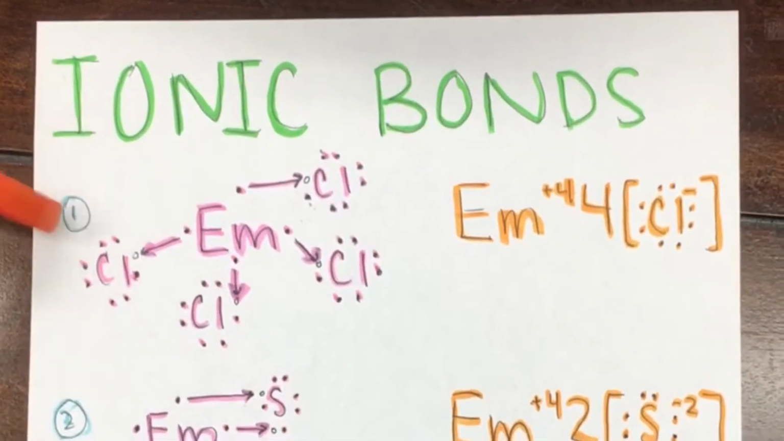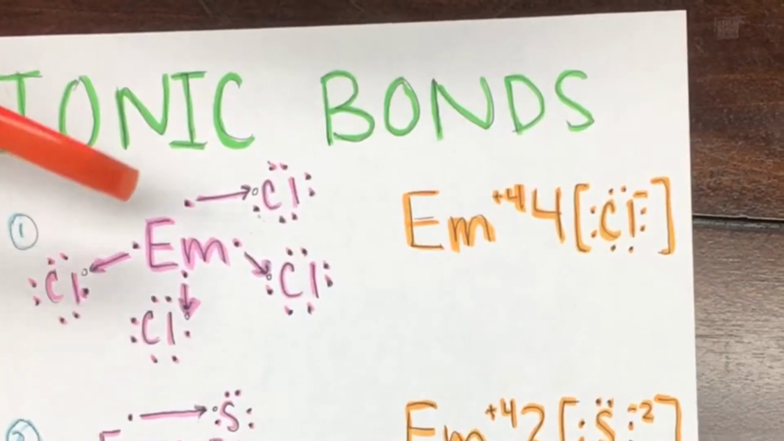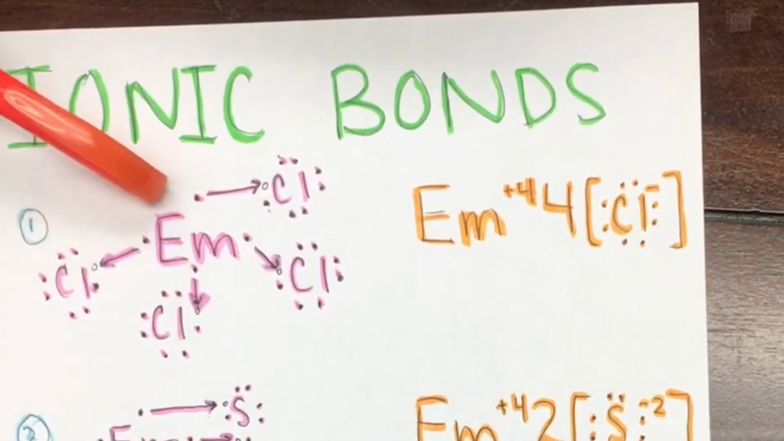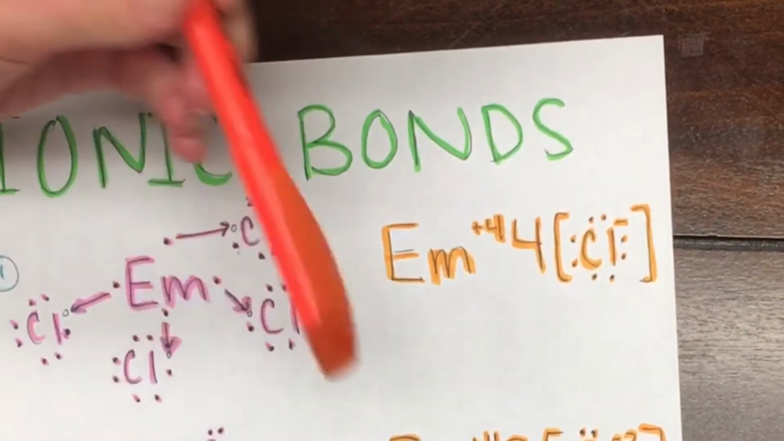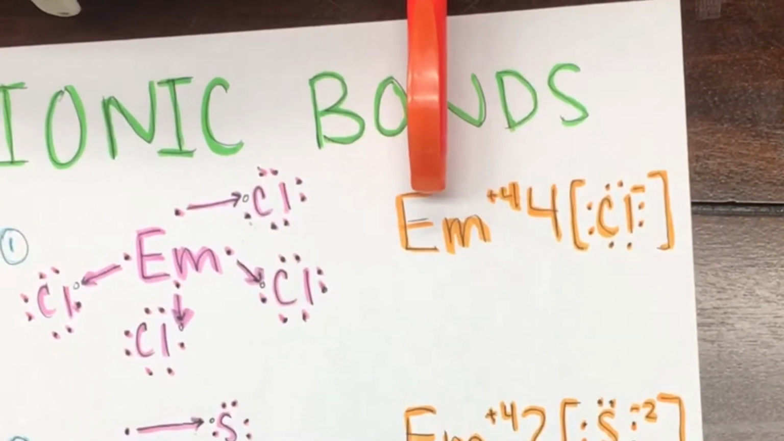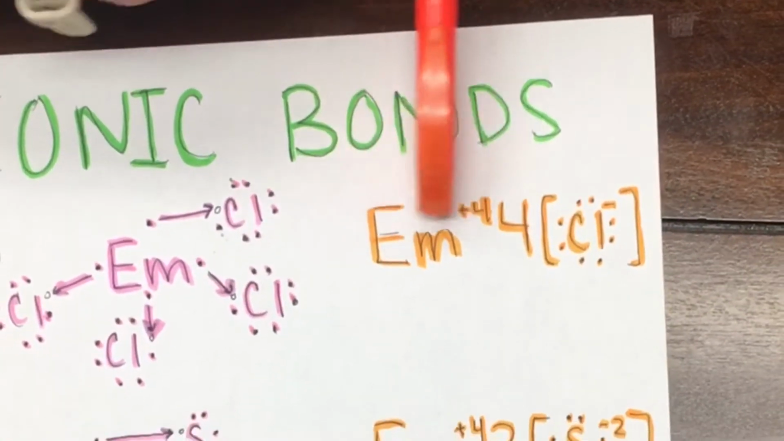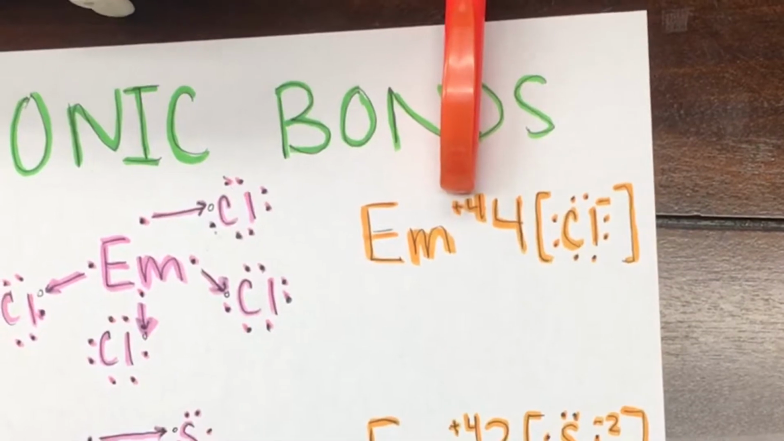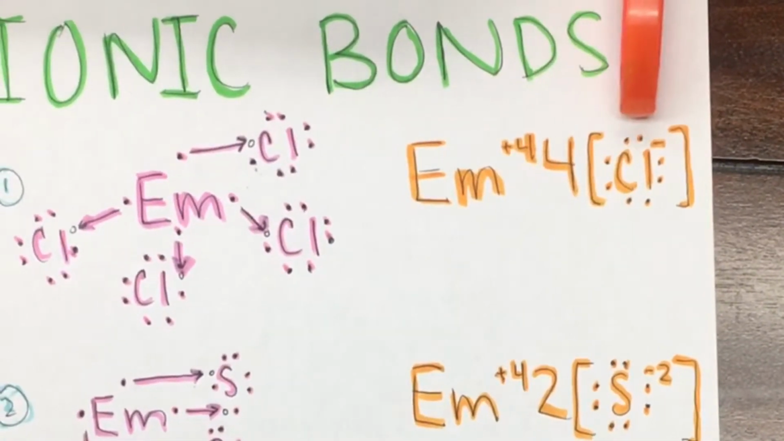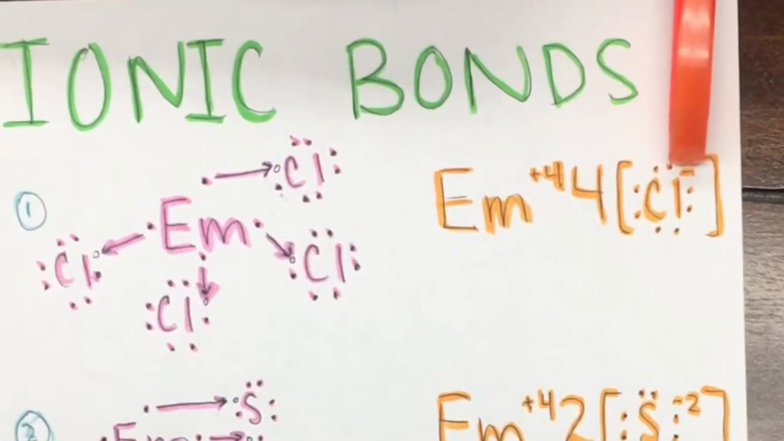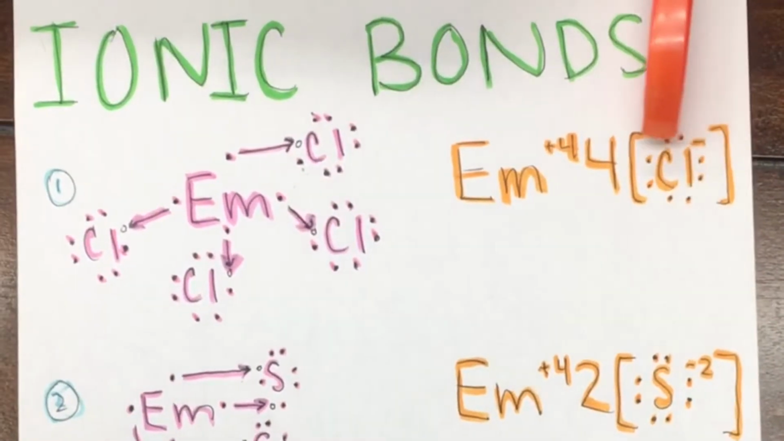So because chlorine only has 7 electrons, it needs 1 to fill the octet rule. And Em has 4 valence electrons, so it gives 1 to each of the chlorines. We know that this is the equation for that ionic bond because the metal goes first, and it says plus 4 because it's getting a positive charge because it's losing electrons. There are 4 chlorines, and they have a negative charge because it's gaining 1 electron and has a full octet around it.